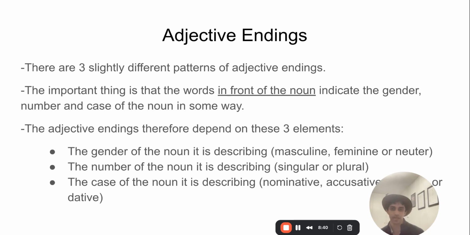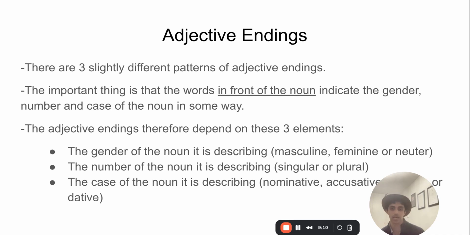The important thing, this is the way that I would still think about it, is that the words in front of the noun have to indicate in some way the gender, number, and case of the noun. Gender, again, being whether it's masculine, feminine, or neuter. Number, singular or plural, and case meaning nominative, accusative, genitive, or dative. The words in front of the noun have to reveal or give information about the gender, number, and case of the noun in some way.